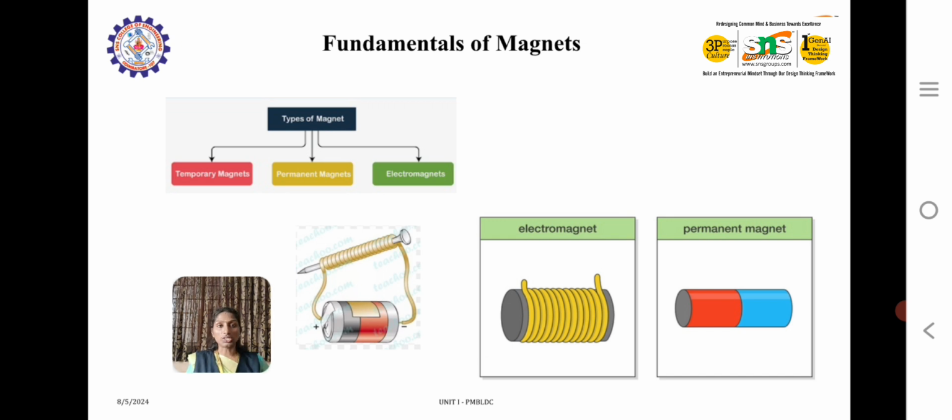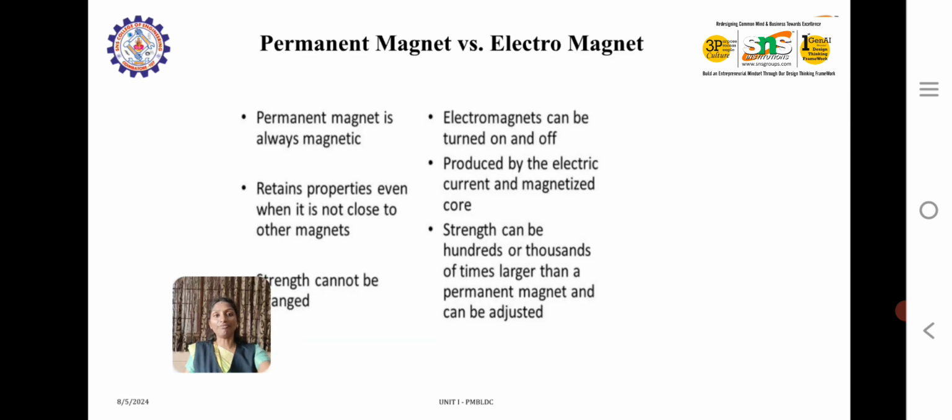Coming to the fundamentals of magnets, as we all know, there are three types of magnets basically: temporary, electromagnetic and permanent magnets. The pictures below show the temporary magnet first, the electromagnet second, and the permanent magnet third. A permanent magnet can be a bar magnet, and it has fixed values. Since it will not change, it has fixed values.